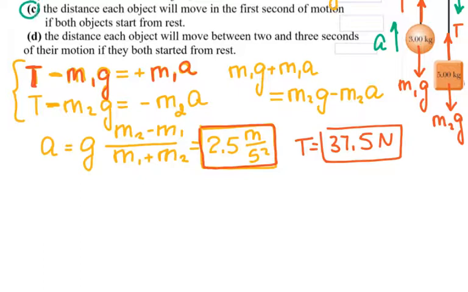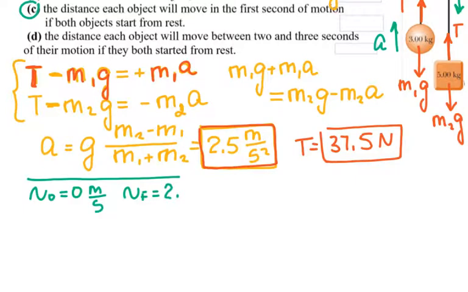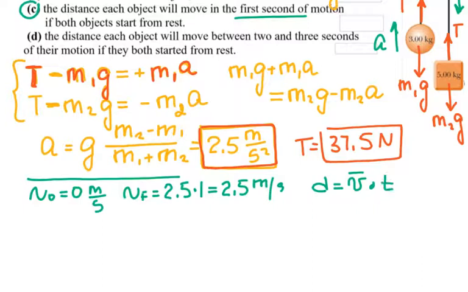Next question, they ask you the distance each object travels over the first second after it started moving. So for that part, I have initial velocity 0 meters per second, and the final velocity is equal to initial velocity, which is 0, plus acceleration times the time, 1 second. So the final velocity is 2.5 meters per second after the first second. The distance it moved is average velocity times the time, so I get 1.25 meters. So they both move 1.25 meters in 1 second.